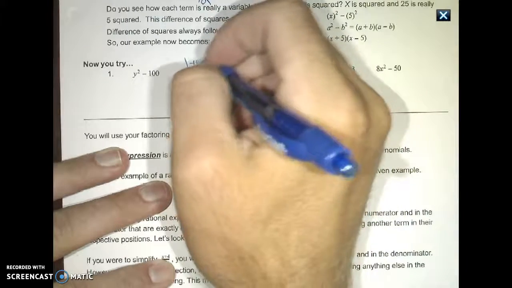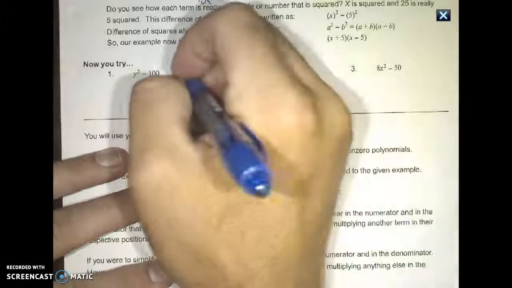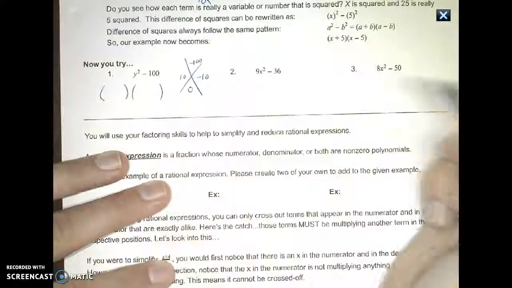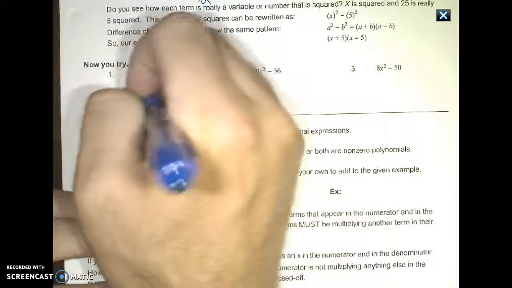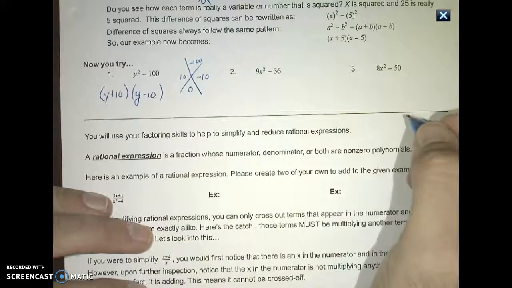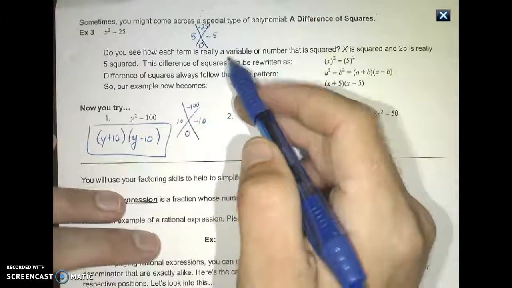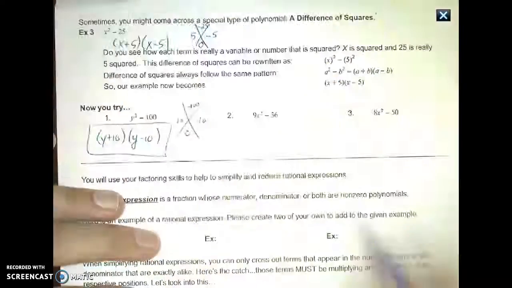So let's look at a few examples down here. Number 1, y squared minus 100. Put negative 100 up top, 0 down low. What numbers multiply to give me negative 100, but then add to 0? Well, positive 10 and negative 10. So make my 2 parentheses. I can do y plus 10, y minus 10. There you go. So I just realized up here from my review problem that I didn't show you guys the answer. X plus 5, x minus 5. Sorry about that.